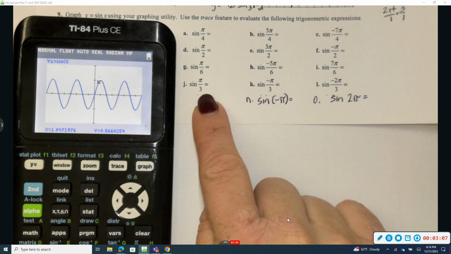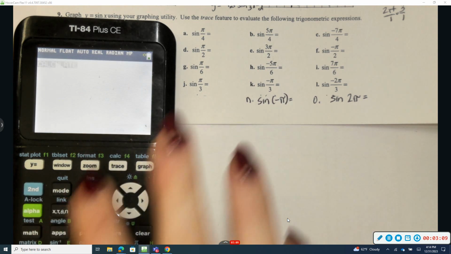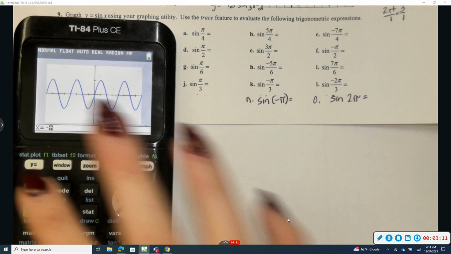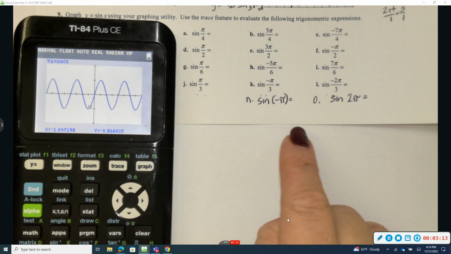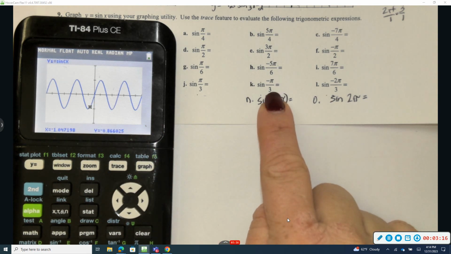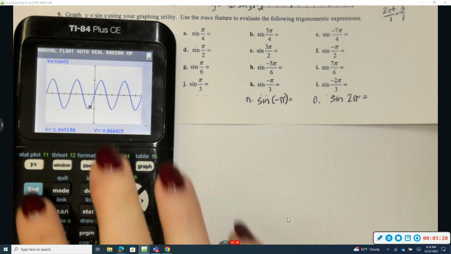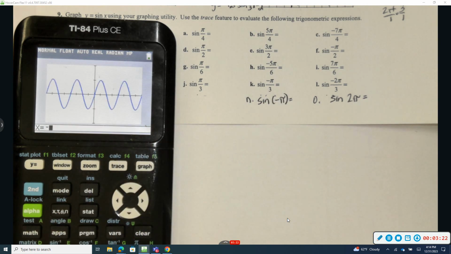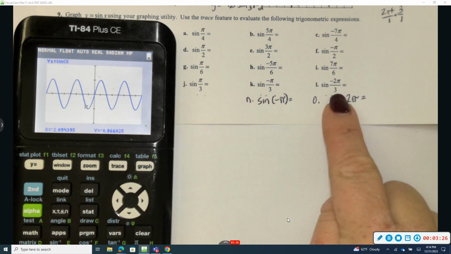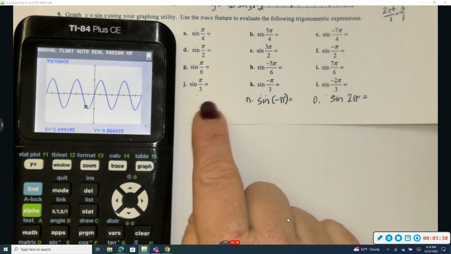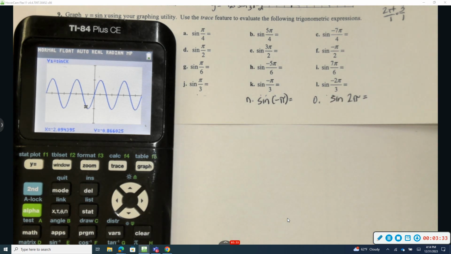Let's go to part K. K is going to be negative pi divided by 3. Again, we have a negative 0.866. Let's move on to L. -2 pi divided by 3, and we have an answer of negative 0.866. Now, on my paper we're missing an M.